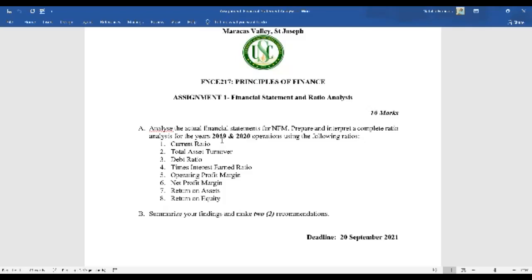2 recommendations can be: the firm should pay off its debts, the firm should generate more assets, and you're going to tell me why, right? Based on the results that you find, you're going to make the recommendations. Now submit it online and attach the cover sheet to your assignment. Good luck.